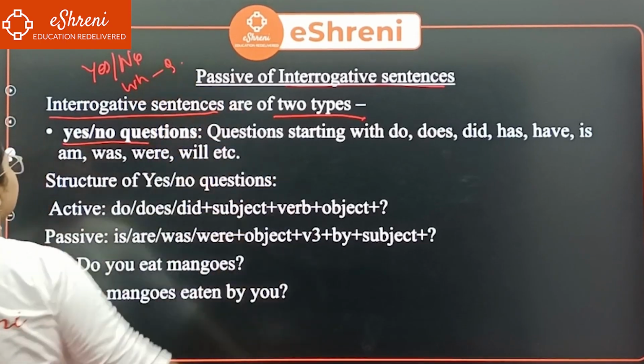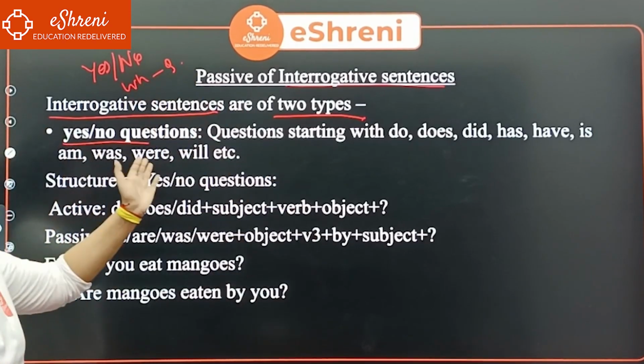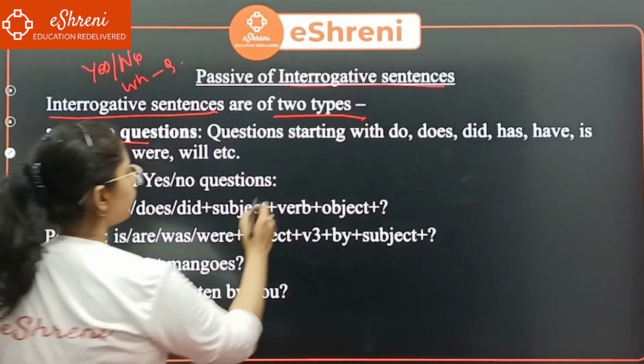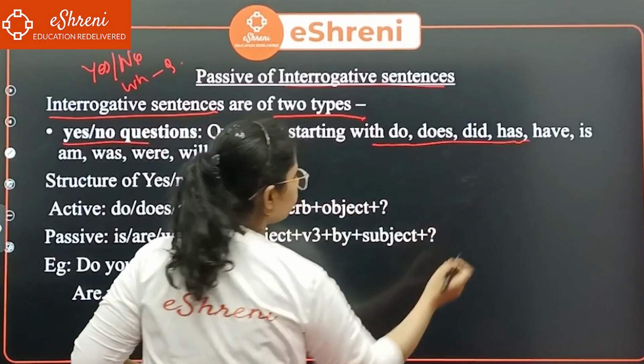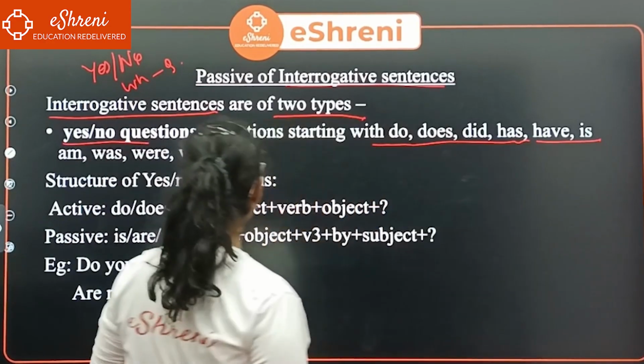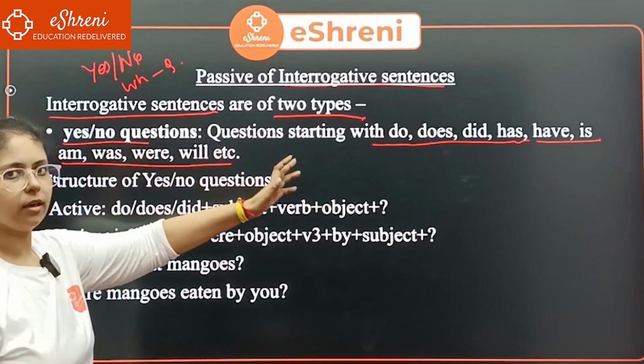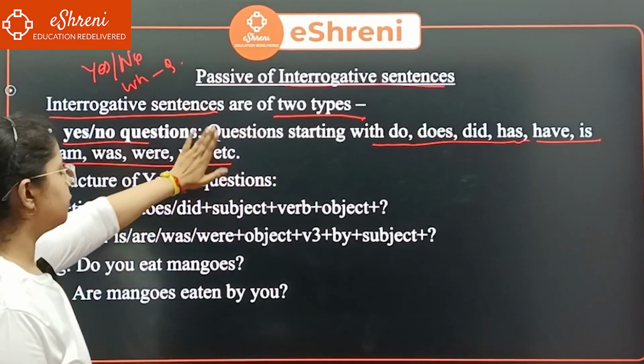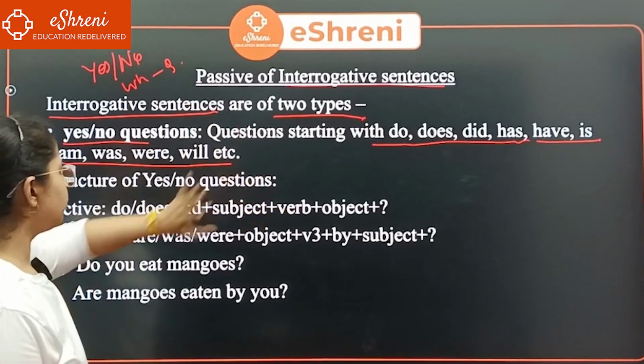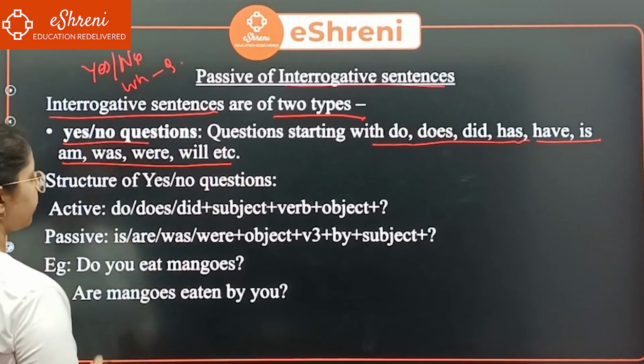So how do these question sentences change? Questions starting with do, does, did, has, have, is, am, was, were, will. These are yes/no questions. These questions come under yes/no questions. So how do they change?